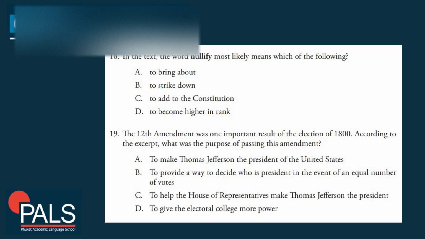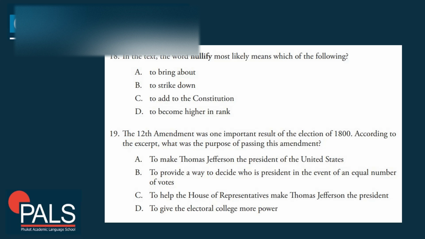19. The 12th Amendment was one important result of the election of 1800. According to the excerpt, what was the purpose of passing this amendment? And so if we've understood the reading, then we should be able to come to our conclusion about this without even looking back at the text. So A states that to make Thomas Jefferson the President of the United States. B, to provide a way to decide who is president in the event of an equal number of votes. C, to help the House of Representatives make Thomas Jefferson the president. Or D, to give the Electoral College more power.